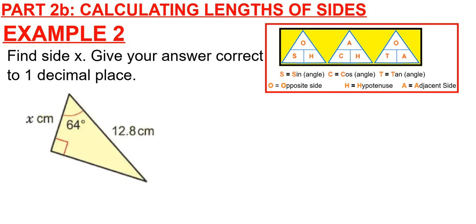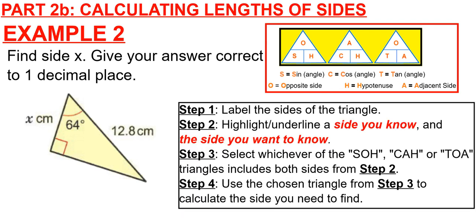Example two, we're going to find side x and give answers correct to one decimal place. So for this one, again, same steps. So step one, label the sides. By now, I'm hoping you'll find it pleasantly dull in terms of finding it easy to do. Eventually, with practice, it will become easy. That's the opposite. That's the longest side, which is H. Odd one left is A.